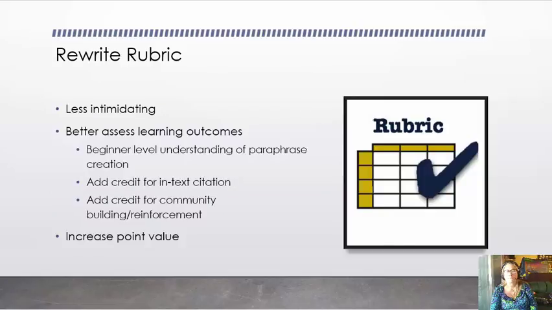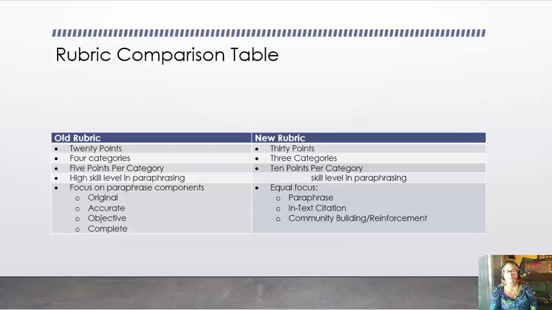It now measures a beginner level understanding of paraphrase creation. There is an added credit for in-text citation and for community building and reinforcement. The point value was also increased. Comparing these, we can now see that the old rubric was worth 20 points and the new rubric is worth 30 points. This is appropriate as this is the harder part of the assessments.